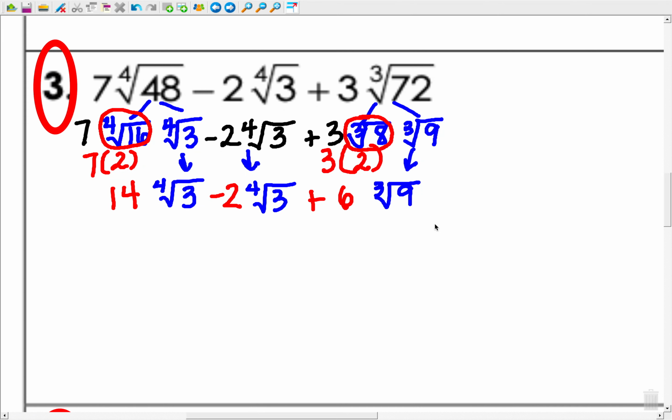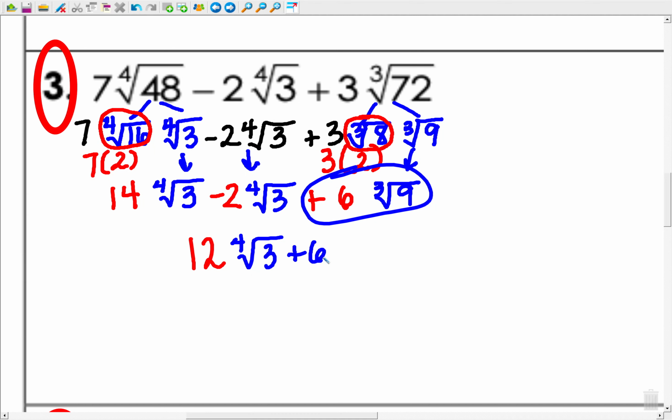From here, I want to look for the same index and radicand, which means I've got these two here. Take 14 minus 2 to get 12. And let's leave this alone. And there's nothing I can do with this portion here except bring it down. And you're done.